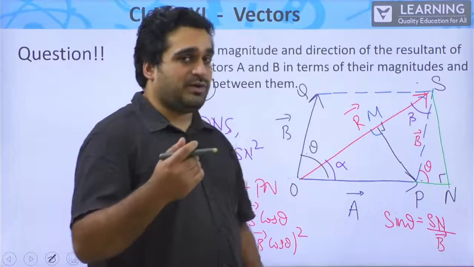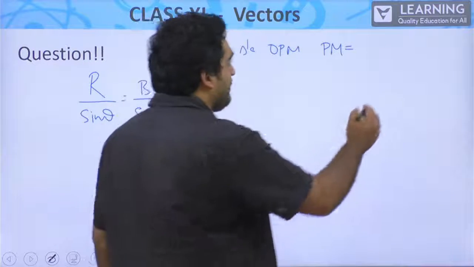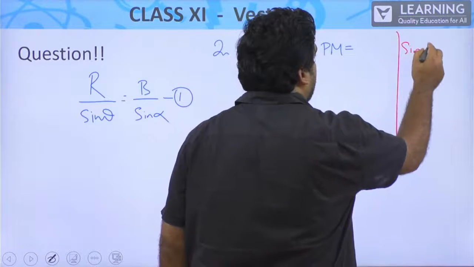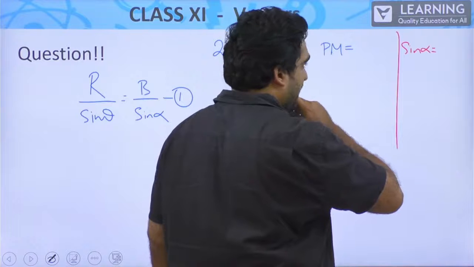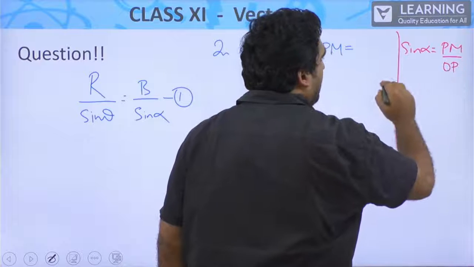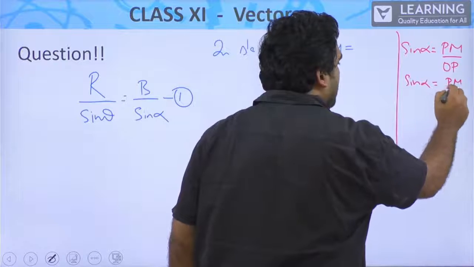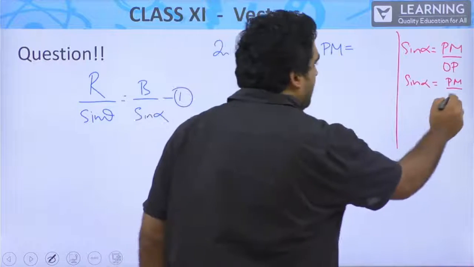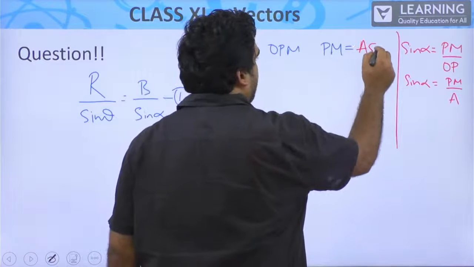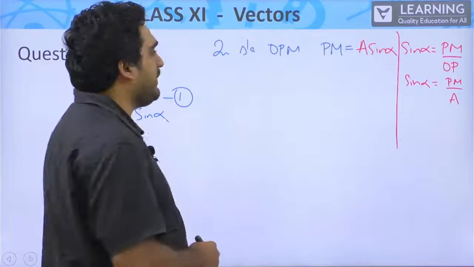Sine alpha equals to. So go ahead, write it down. Though I don't have space, I'll make note of it here. Sine alpha is equal to, let me try to recollect, PM by OP. So sine alpha is equal to PM by A. So PM is equal to A sine alpha. Good. So we've got PM equals A sine alpha.